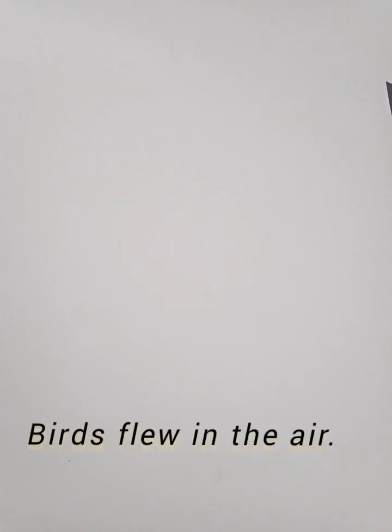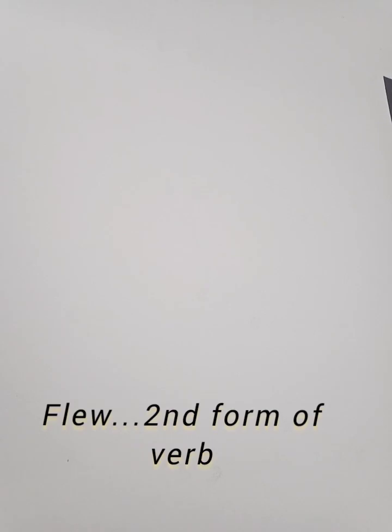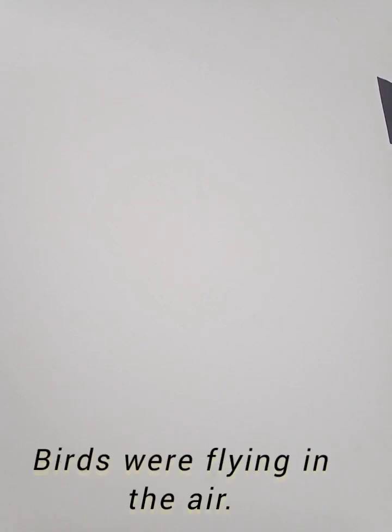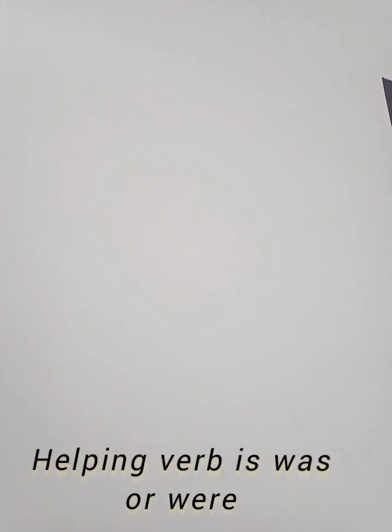Let's see another verb, fly. Birds flew in the air. Flew is the second form of verb fly. Fly is first form, flew is second form. Birds were flying in the air. In this sentence, there is use of helping verb were. Were and was are used as a helping verb in past continuous tense.